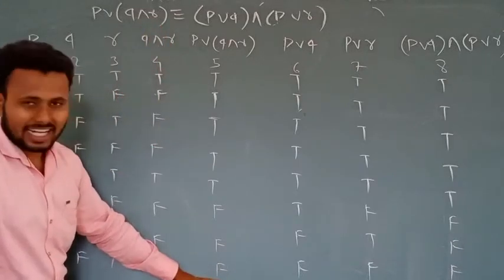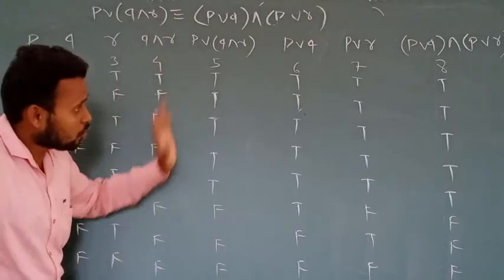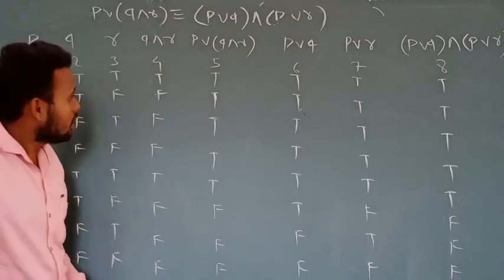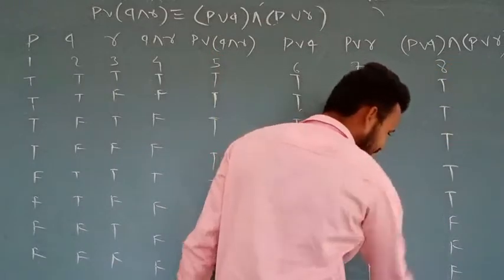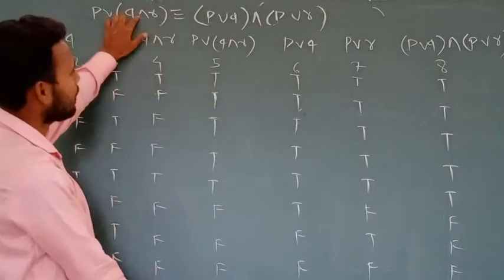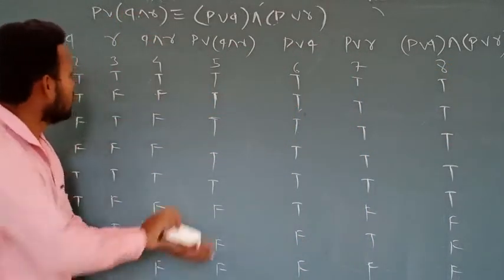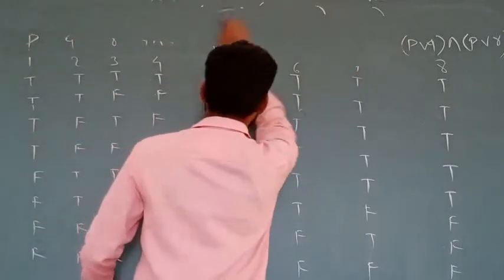What will be the line after this column? Therefore, from the above truth table we observe that all the entries in column 5 and column 8 are the same, therefore the given statement patterns are equivalent.